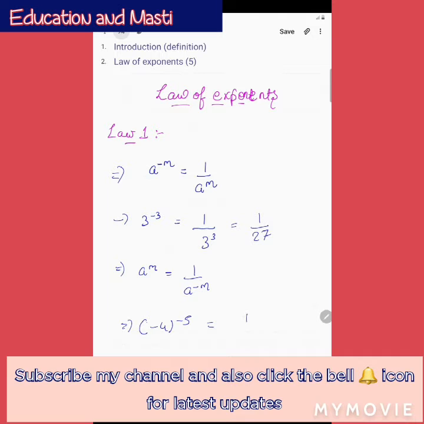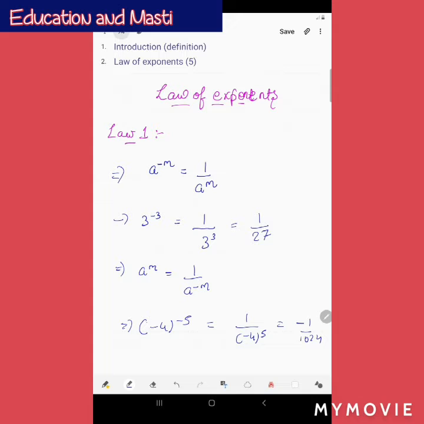So what we will do, when we take it down, it will become minus 4 upon 5. Means its index will become 5 and its base will be minus 4. So when we get the answer, we will get minus 1 by 1024. Means if we take both as minus, we will not be able to solve the equation. Therefore, for reducing that burden, we will use this formula so that we can deal with this. And at last, if it is minus and its integer is an odd one, then we will get minus 1 by 1024. So I hope law 1 is clear for you.